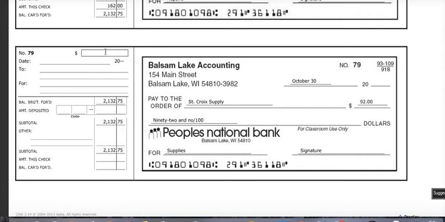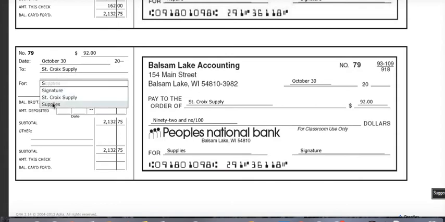All right, now let's go back up to the top here. This check was for $92. The date was October 30th. It was to St. Croix Supply for supplies. And amount this check, I'm down here now underneath the subtotal. Amount this check, $92. So we know that we're taking money out because we wrote a check, so money's coming out of our account. So 2132.75 minus $92 gives me $2040.75.